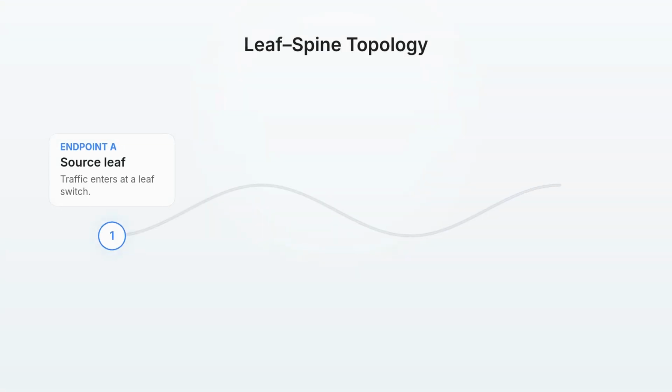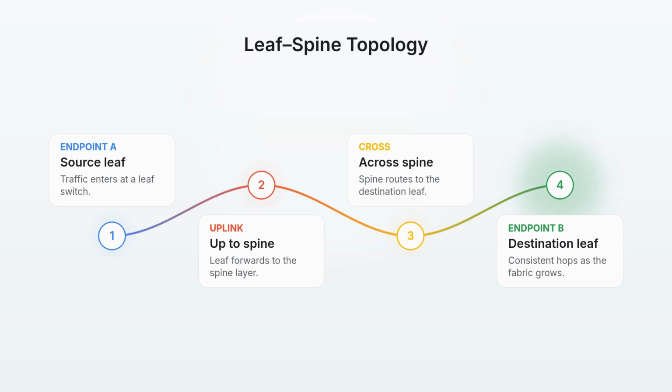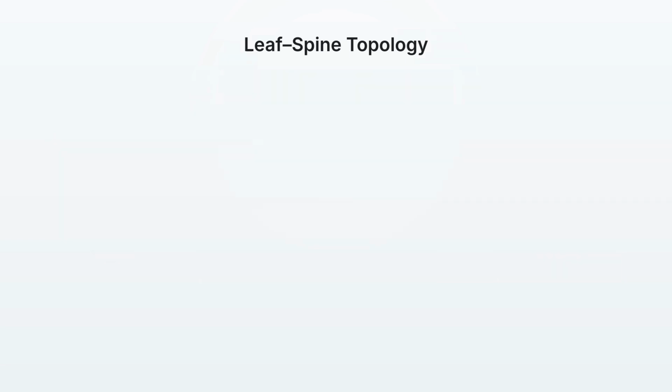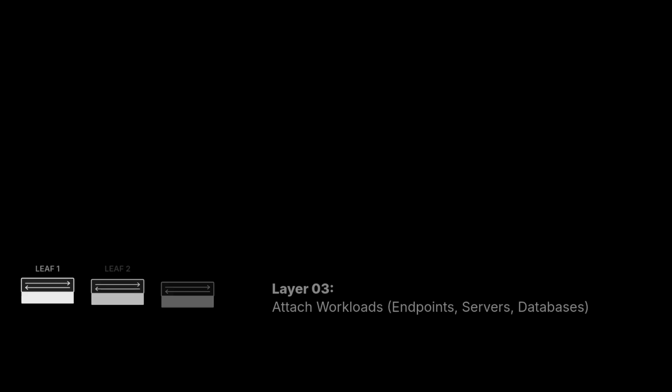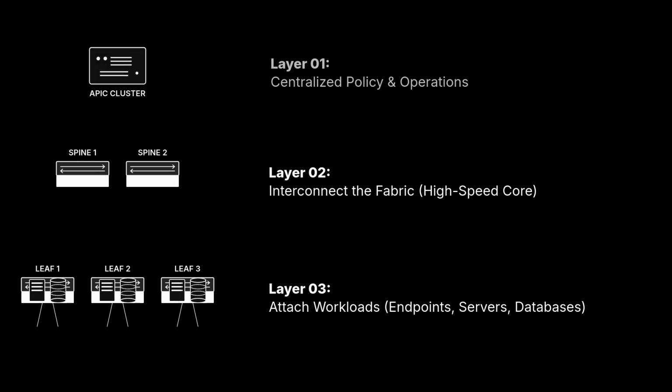In a leaf spine topology, traffic between endpoints on different leaves typically goes leaf to spine to leaf. That gives you a consistent hop pattern even as the fabric grows. Physically, it's clean and easy to reason about. Here's the physical recap. Leaves connect the workloads, spines interconnect the fabric, and APIC gives you centralized policy and management. With that in place, we can move to the logical model.